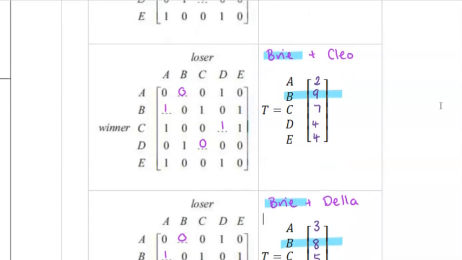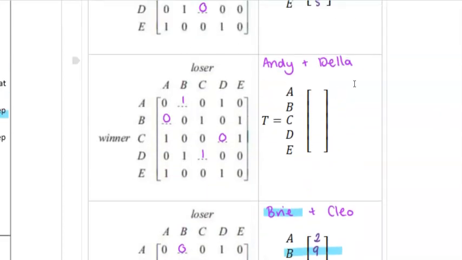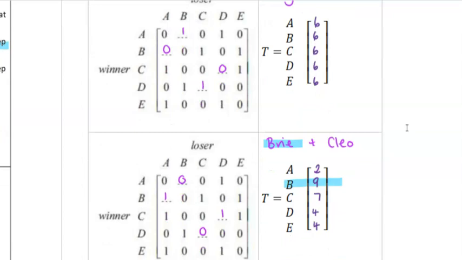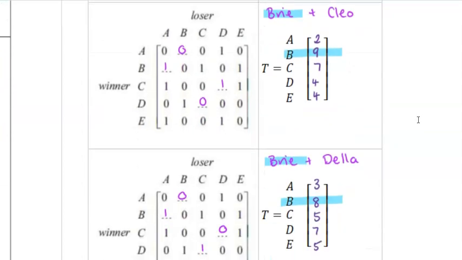Now we can double check by doing the 4th version there where Andy and Della are the winners. I've done that, and in that case, we end up with a row total where everyone has 6 points. So there actually isn't a winner. So we can be confident that our correct answer there is Bree.